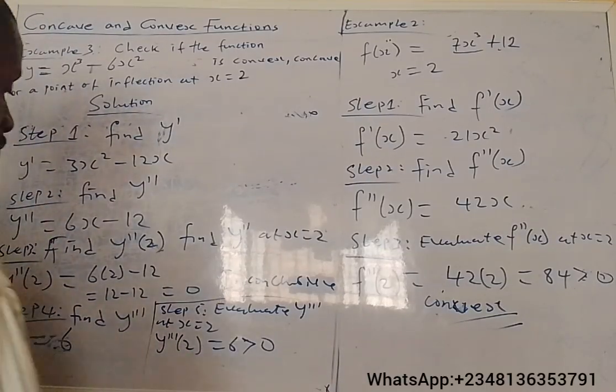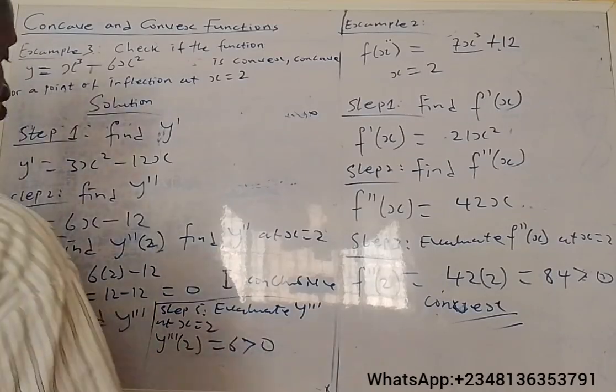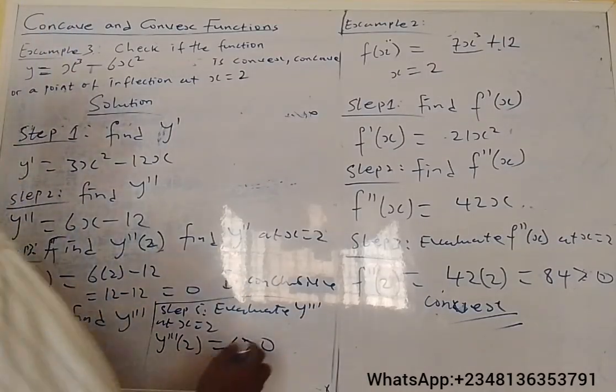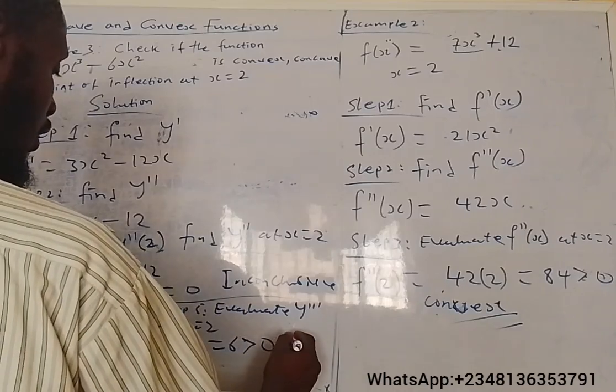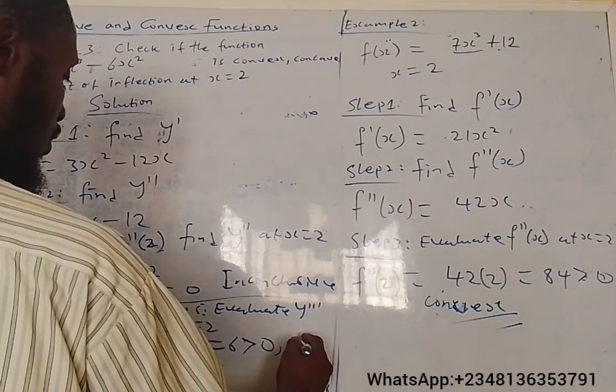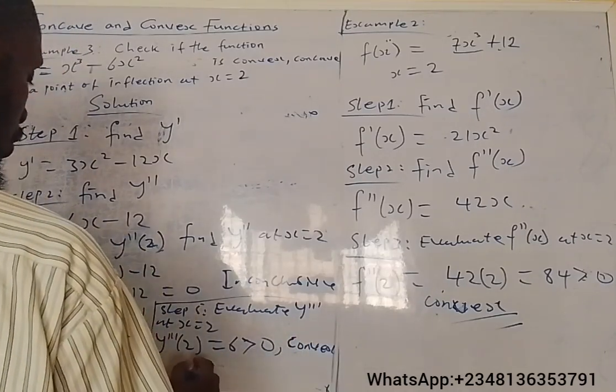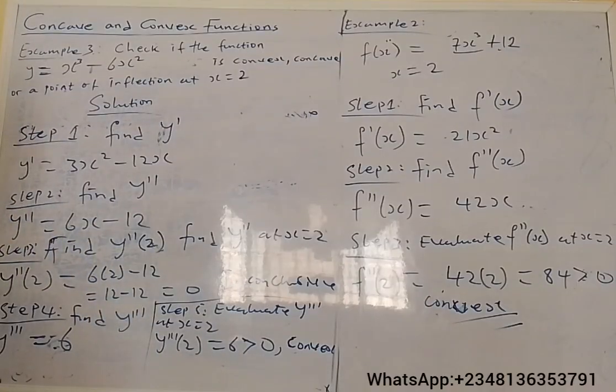So this is positive and also an even number. That's an indication that this function is convex. Okay, the function is convex. So to summarize it once again, if the second order derivative evaluated at a point is positive, the function is said to be convex at that particular point.